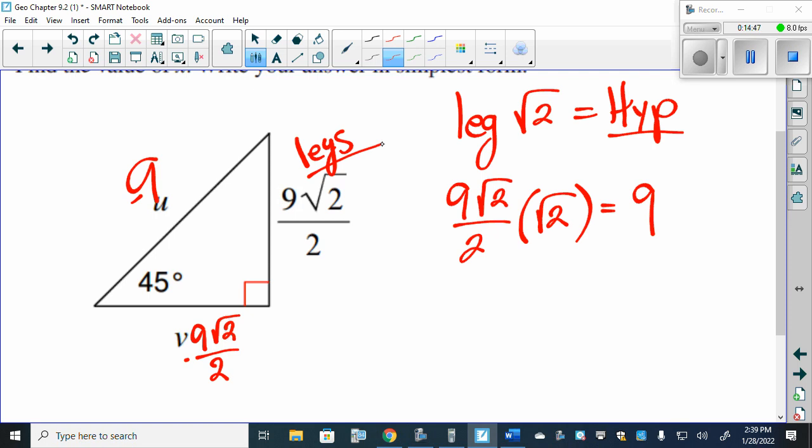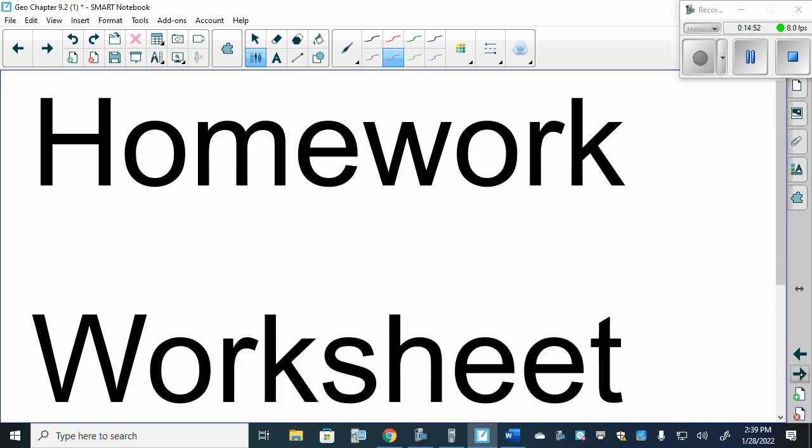Any other questions on this here? And that's it. So the real big thing with this here, if we have the hypotenuse, we can divide it by the square root of 2 to get the legs. If I have the legs, I can multiply it by the square root of 2 to get to the hypotenuse.